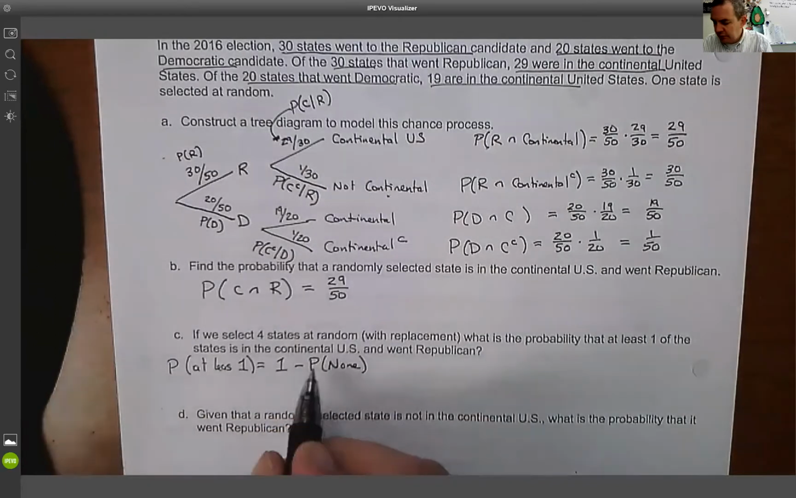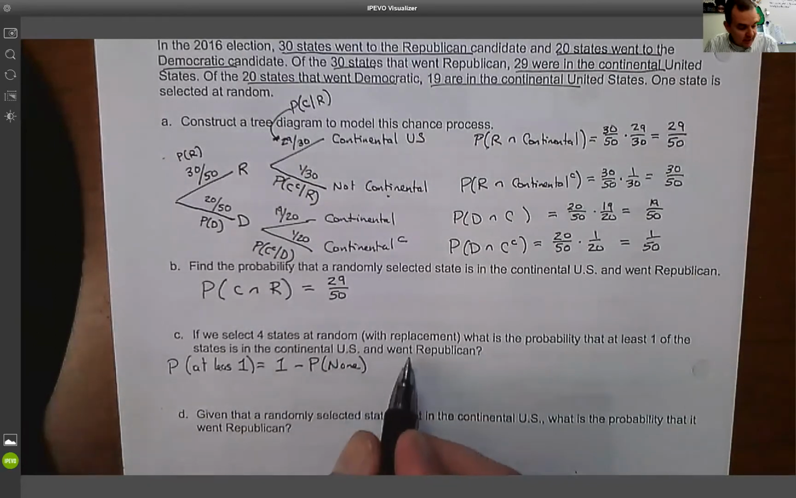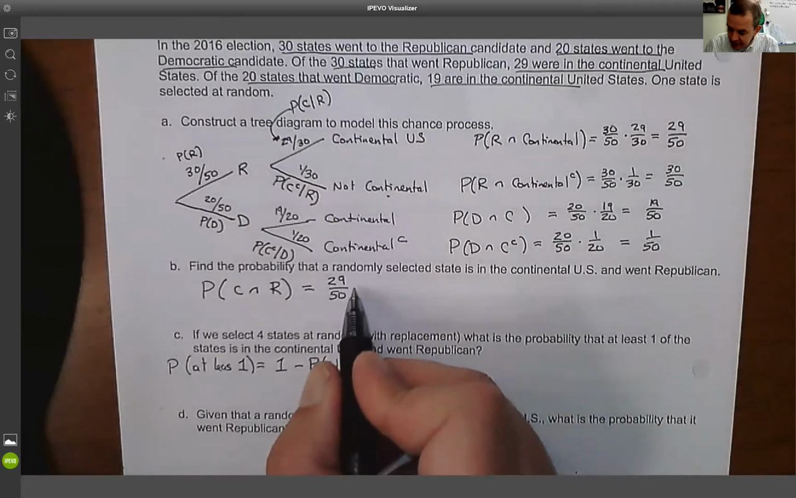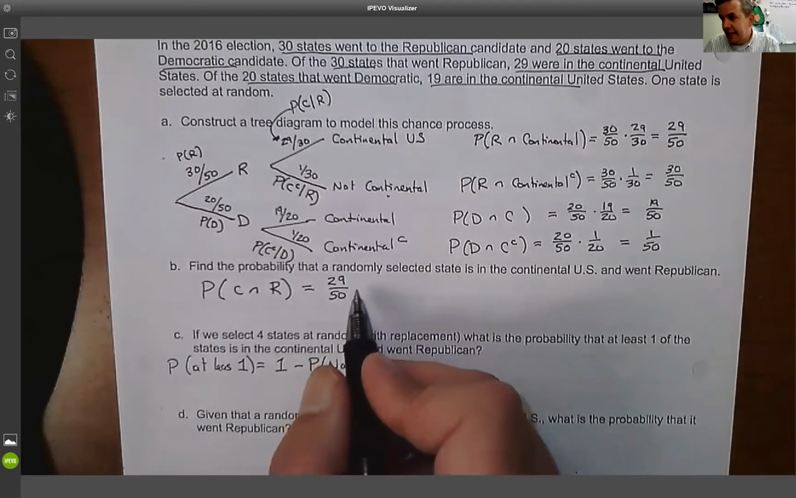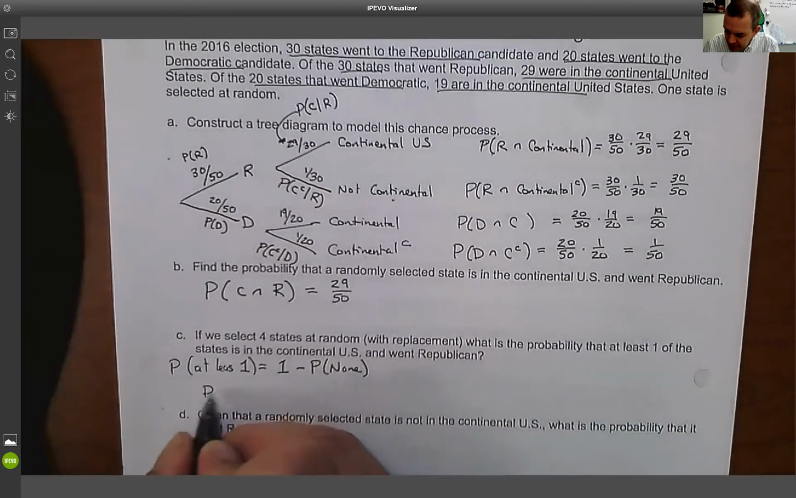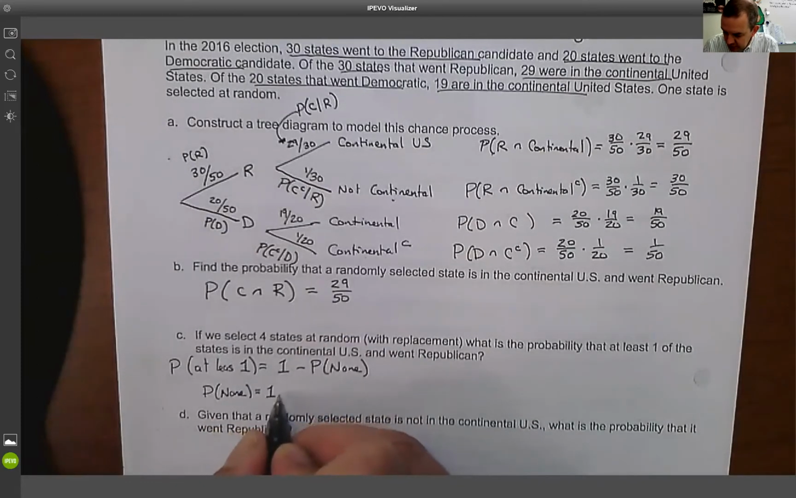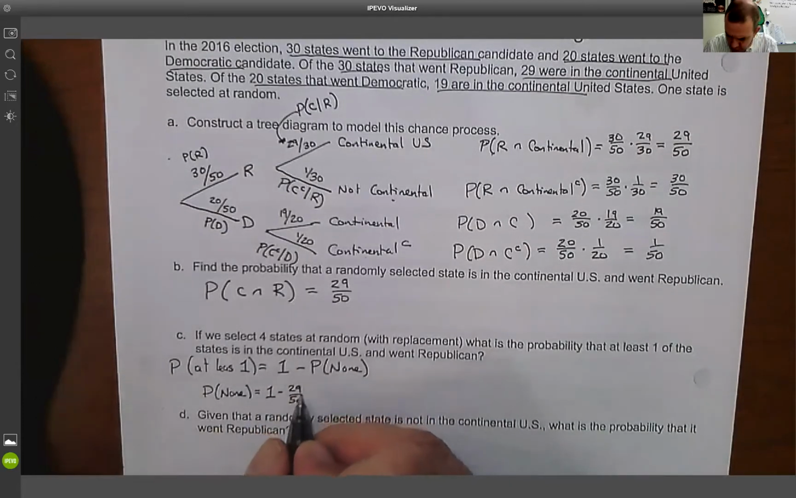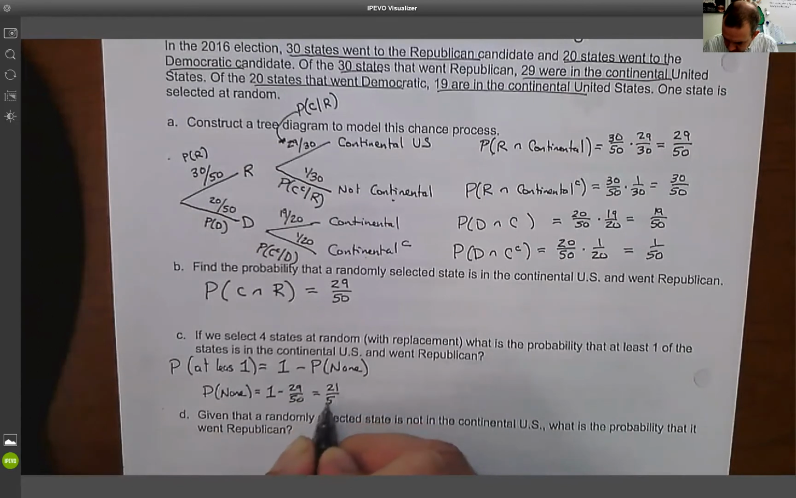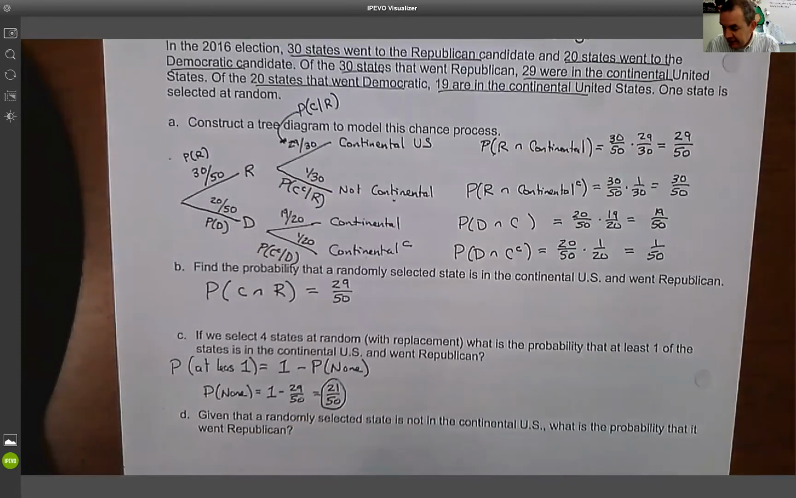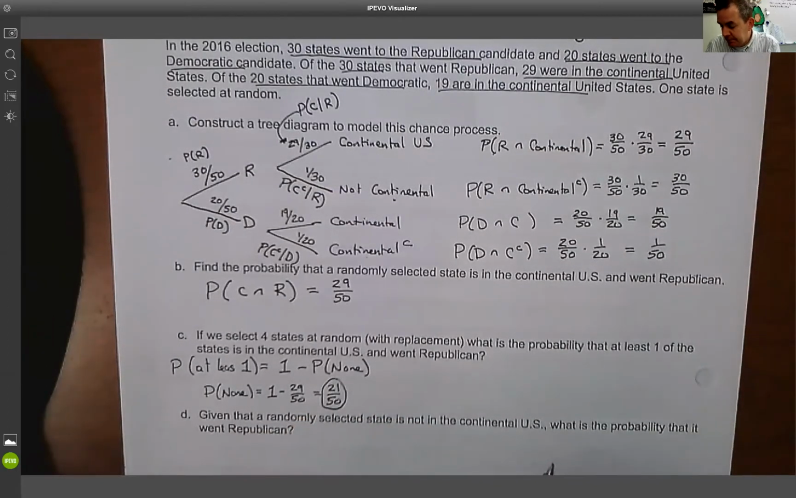So it's basically saying, what is the probability of you not being continental and going Republican? In this case, this 29 out of 50, that's your probability of being continental United States and Republican. The probability of none is going to be the complement to that. So it's 1 minus 29 out of 50, which is 21 out of 50. So what we're saying is that this is your chance of not being continental United States and Republican.